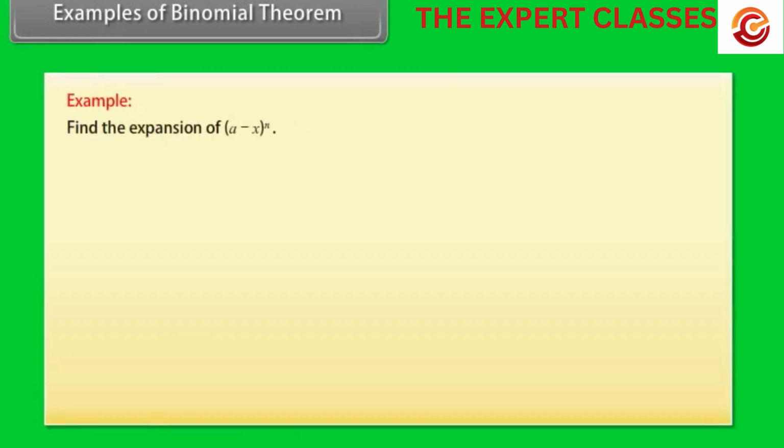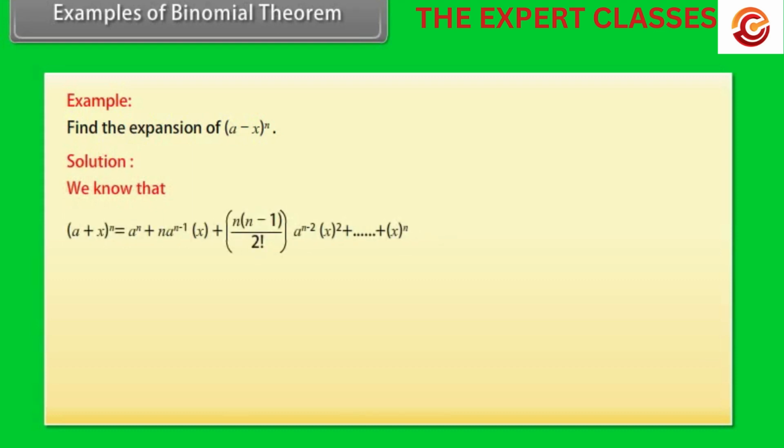Examples of binomial theorem. Example: find the expansion of (a−x) raised to power n. Solution: we know that (a+x) raised to power n is equal to a raised to power n plus n into a raised to power n−1 into x plus n(n−1)/2 factorial into a raised to power n−2 into x² and so on up to x raised to power n. Put x equal to −x in the above expansion.